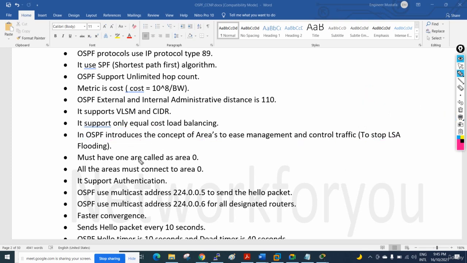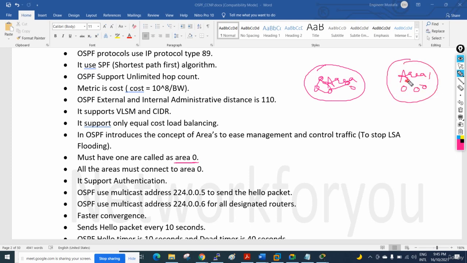We need to remember, we must have area 0. Must have one area called area 0. All areas must connect to area 0. For example, I will create here a area 0. I have so many routers connected here like this, and for example, I have another area here, area 1, and we have so many routers connected here also.